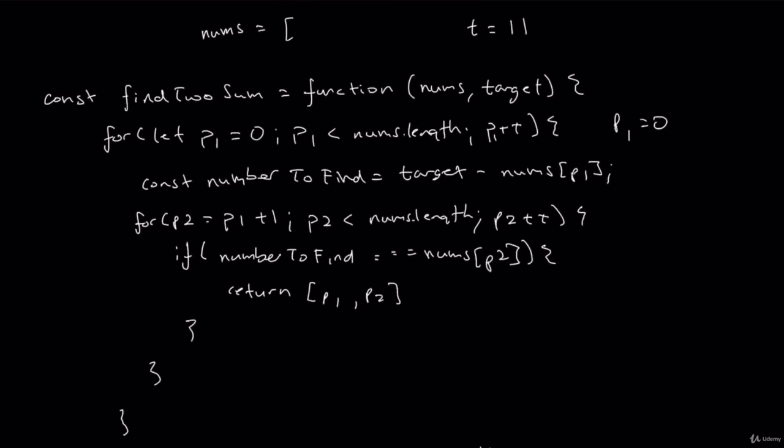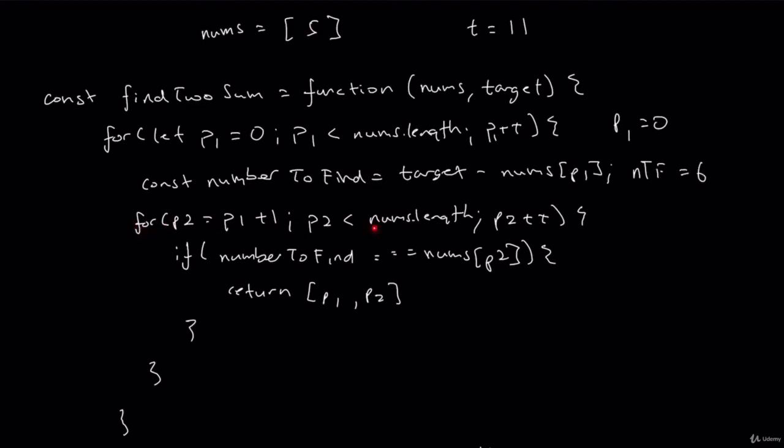Similarly, what if we had a different case where we received our nums value of 5? I'm just going to keep target the same because we know that it doesn't matter in this case. But what happens is that we're going to step in, and once again, we're going to initialize P1 as 0. But now when we check, 0 is less than nums.length because nums.length is equal to 1. 0 is lesser than 1, so we can continue with our calculation. We're going to get our number to find, which is our target, which is 11, minus the value at P1, which is 0. So 11 minus 5 is 6. NTF is equal to 6.